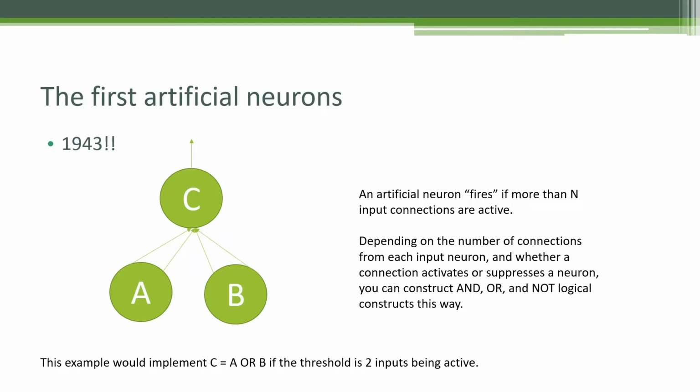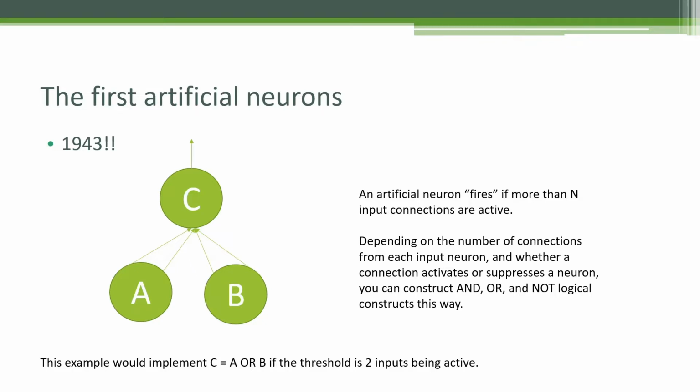And when they thought about this more deeply in a computer science context, people realized that you can actually create logical expressions, Boolean expressions, by doing this. Depending on the number of connections coming from each input neuron and whether each connection activates or suppresses a neuron, you can actually do both. That works that way in nature as well. You can do different logical operations.